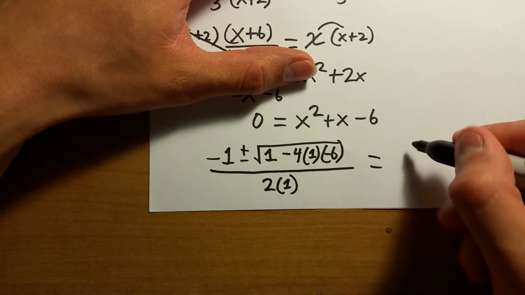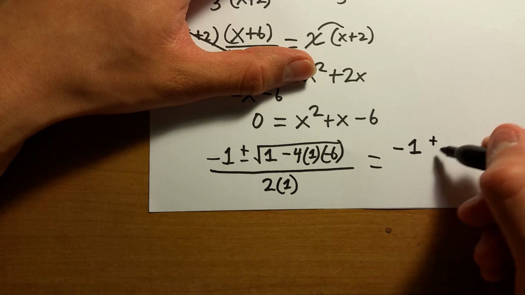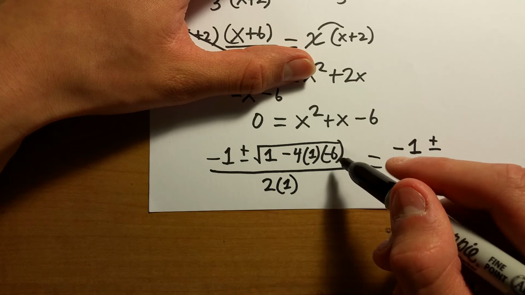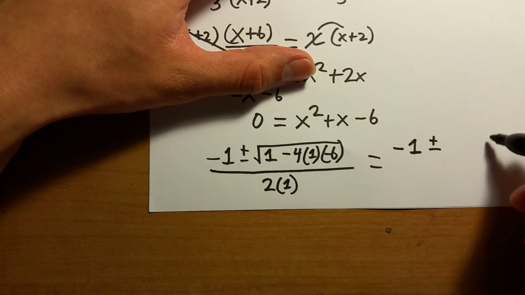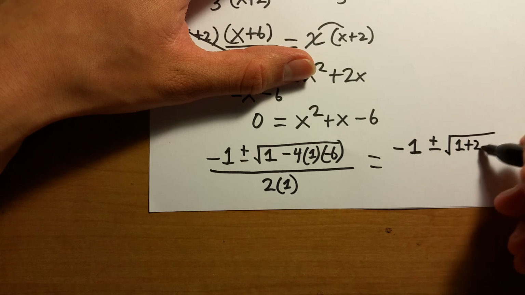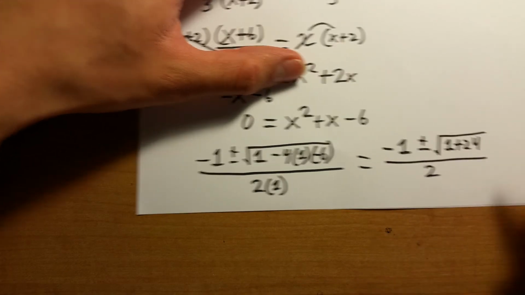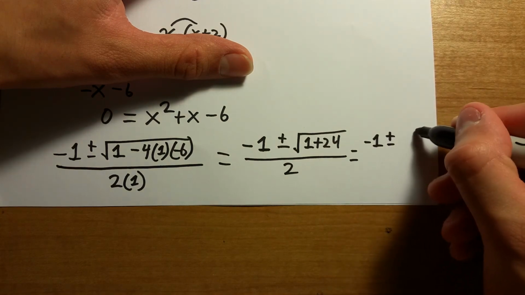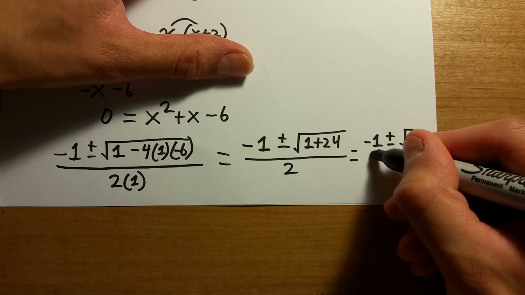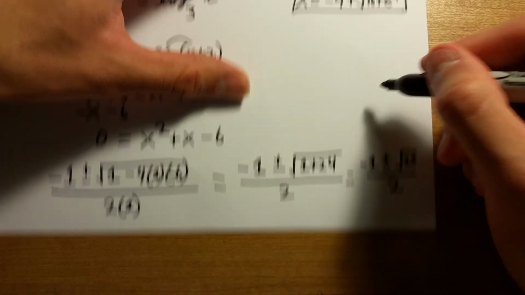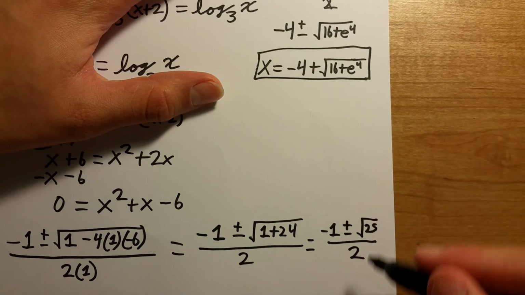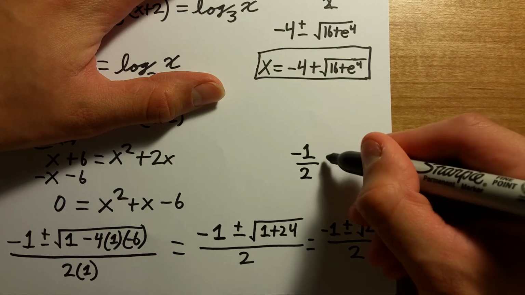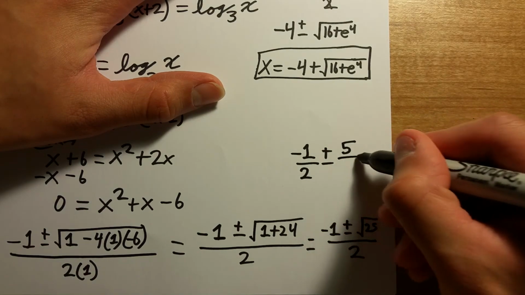So we're going to end up with negative 1 plus or minus 4 times 1 is 1, 4 times 6 is 24, negative, negative, so it's going to be a positive. So we're going to have 1 plus 24 all over 2. So then this comes out to be negative 1 plus or minus the square root of 25 over 2, which is quite a nice number. So if we rewrite that up here, the square root of 25 is 5, so it's going to be negative 1 over 2 plus or minus 5 over 2.